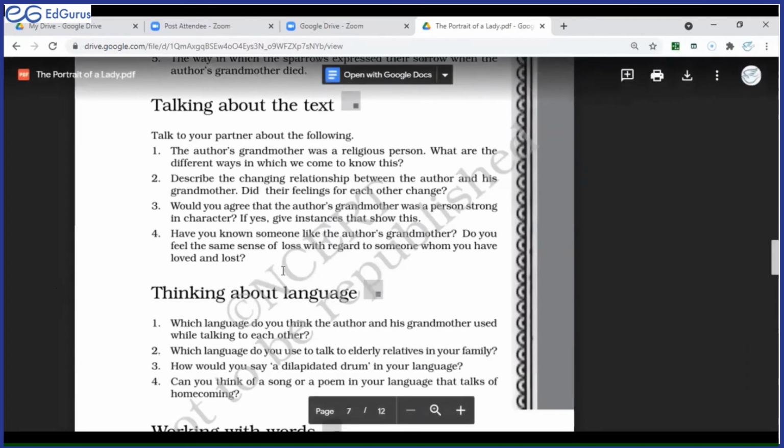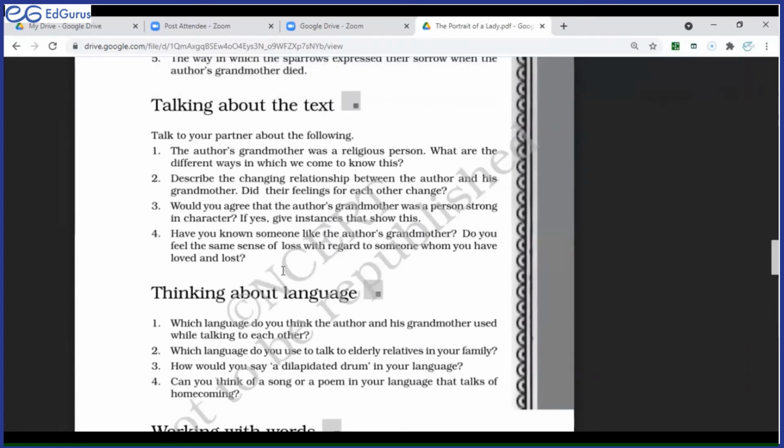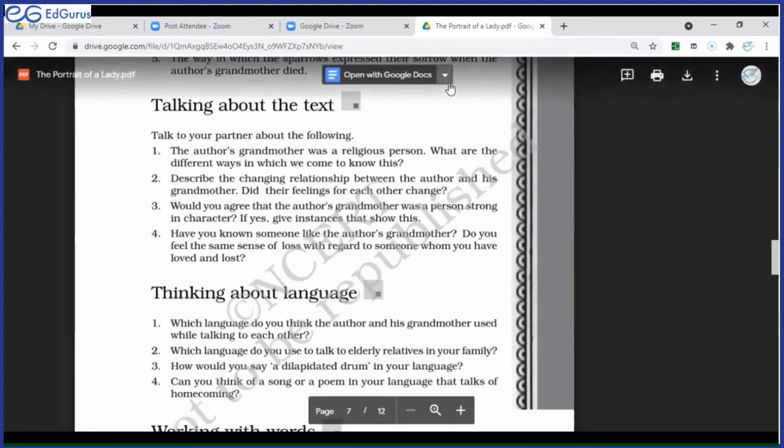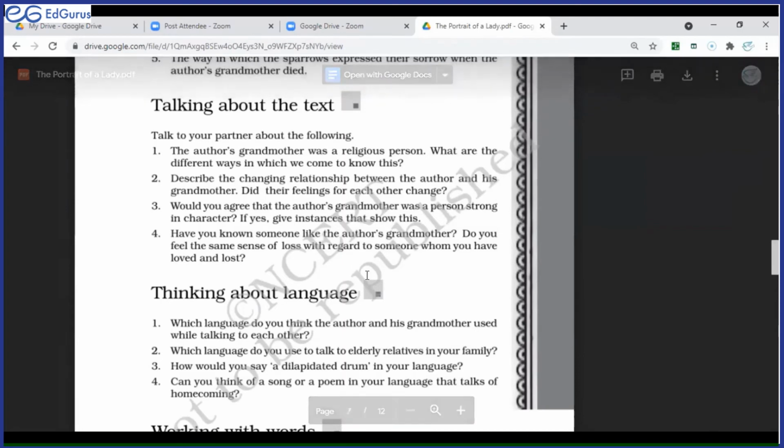Another question is, have you known someone like the author's grandmother? Any such person like author's grandmother? If you know, write about that person using the ideas from the lesson. First of all, do the brainstorming. If you had the same sense of loss, if you had the same bonding which was there between the grandmother and her grandson, have you lost or does one still survive? And if ever there has been a change in your bonding, whatever feelings you have about that person, do write.